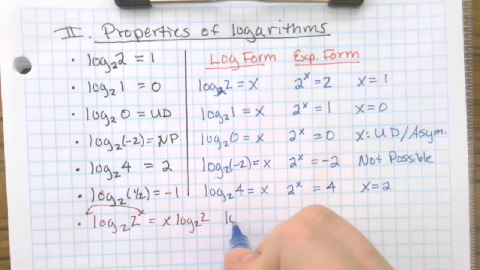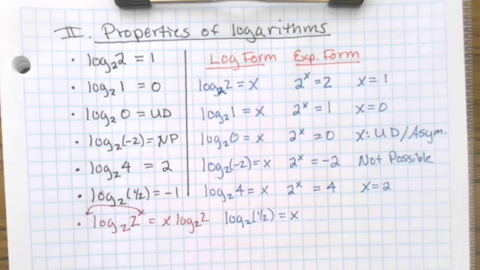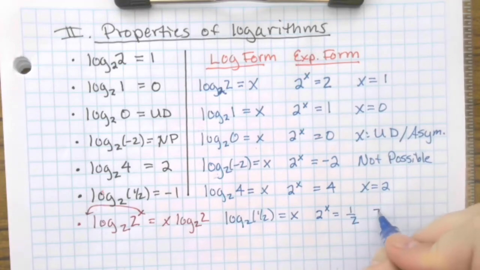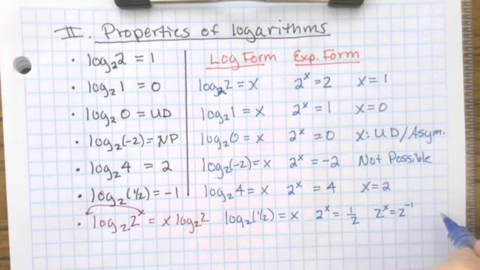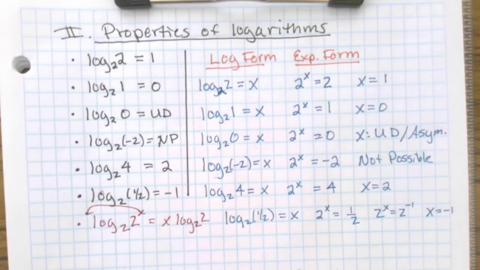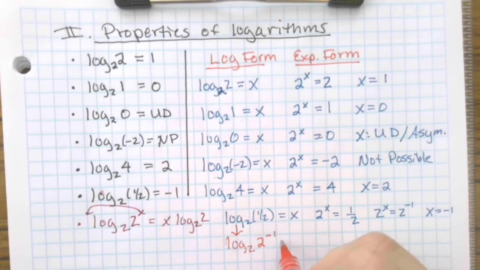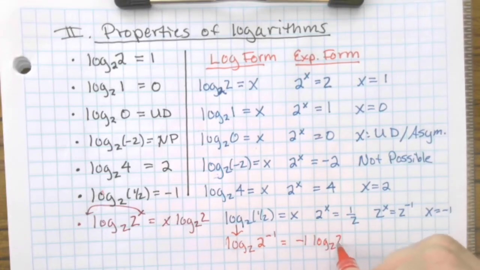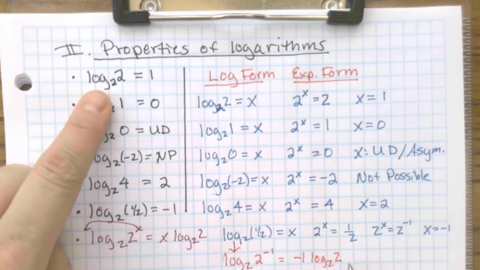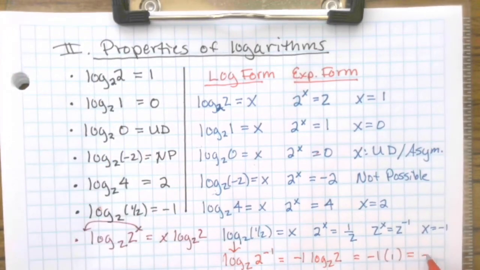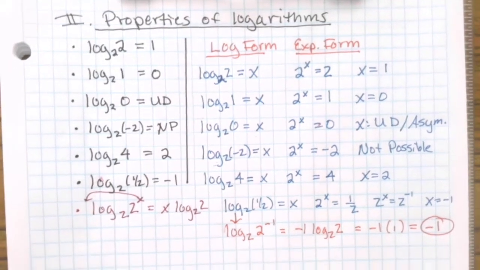Last one, log base 2 of 1/2 equals x. Okay, switching it to exponent form, 2 to the x equals 1/2. 1/2 is 2 to the negative 1. So x has to be negative 1. Now, a way to use this property to get to the answer is to rewrite this as log base 2 of 2 to the negative 1. Then the negative 1 moves to the front. And anytime a log base 2 has an argument of 2, that equals 1. So you can actually get the same thing just using a slightly different method.